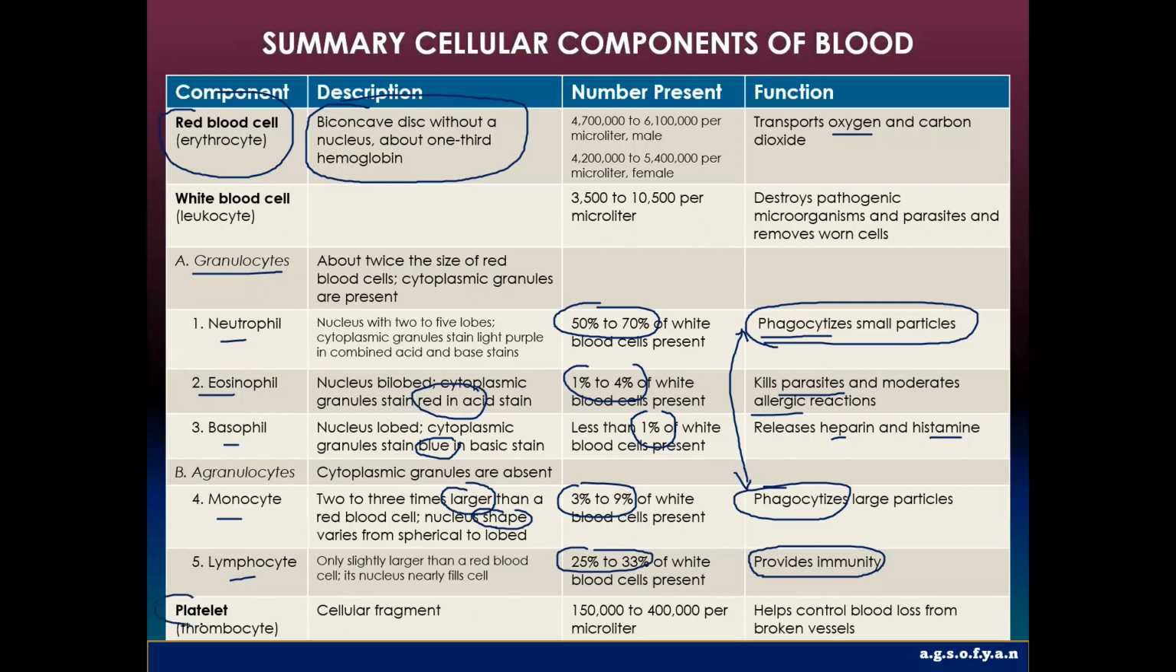And the last component of blood cells is called platelets or thrombocyte. This is just a fragment of cell, about 150,000 to 400,000 per microliter in our blood. This is the one that helps control blood loss from broken vessels. So it protects us against bleeding too much. It will clot the bleeding.